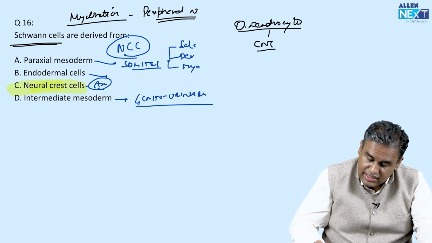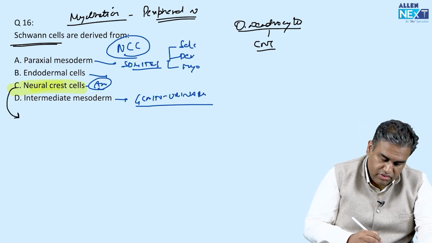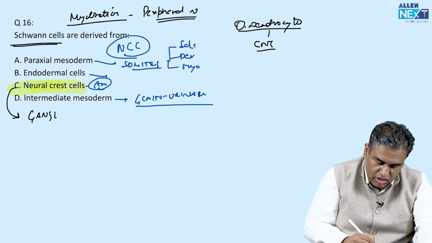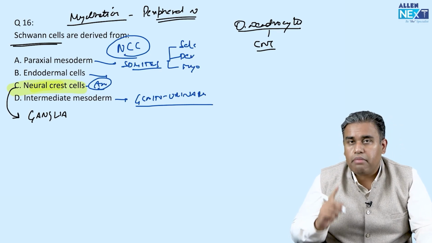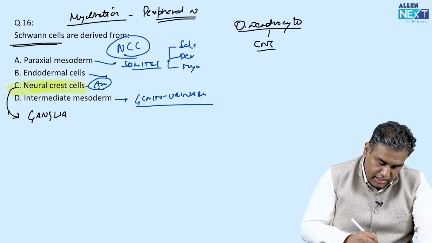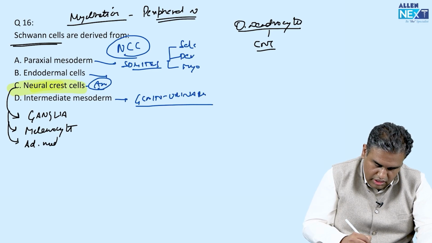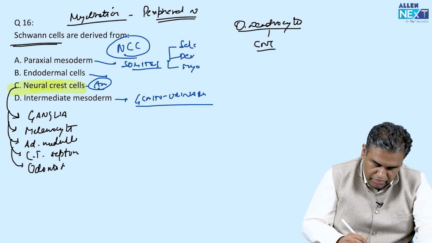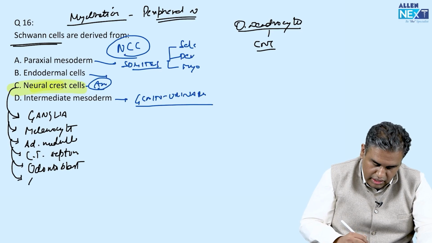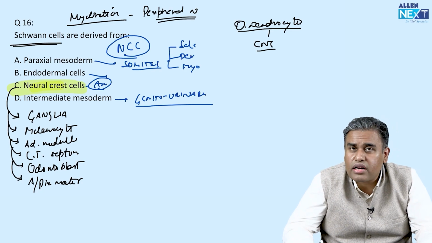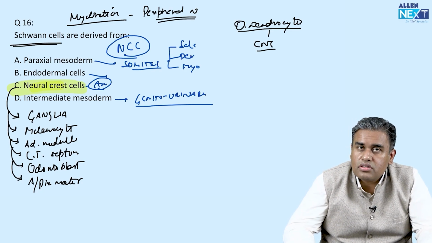Neural crest cell derivatives are very important. So what does it form? Apart from Schwann cells, remember a few things. It forms all the ganglia except basal ganglia. Basal ganglia is a misnomer; it is a nuclei. It also forms melanocytes, the adrenal medulla, and the conotruncal septum in the development of the heart. Odontoblasts are formed, and the arachnoid and pia mater, the meninges, are formed from here. So many things are formed from the neural crest cells. They are regarded as a fourth germ layer.